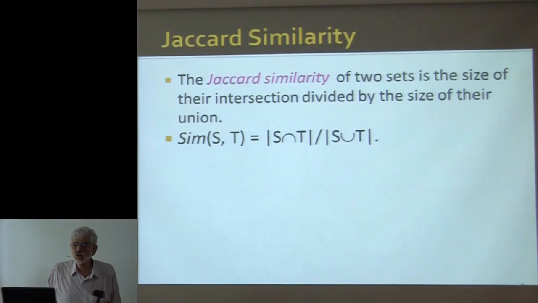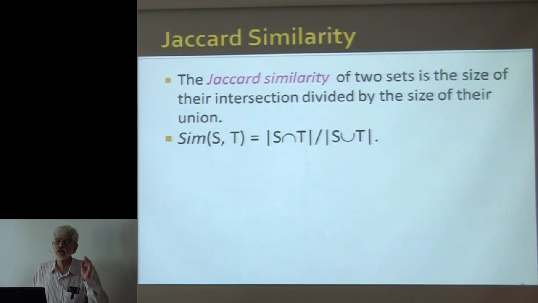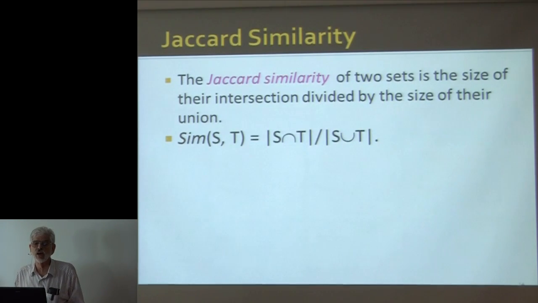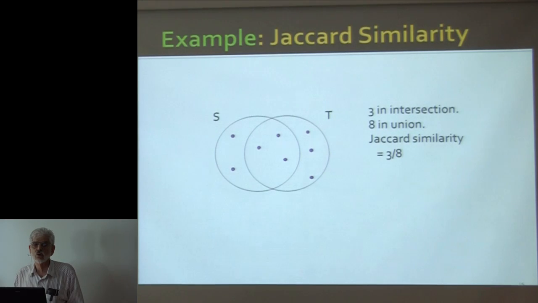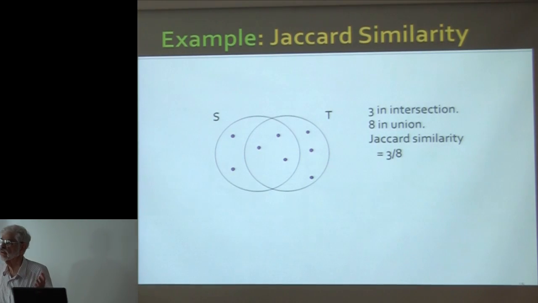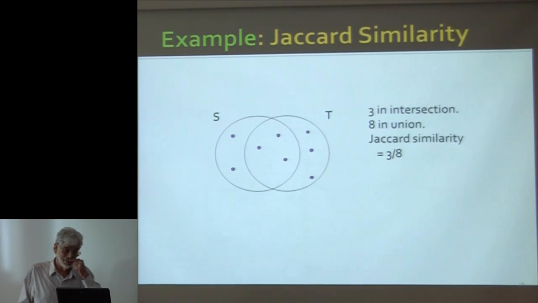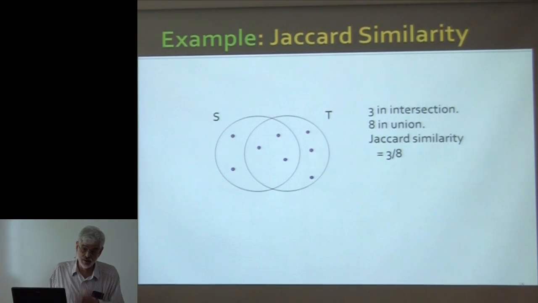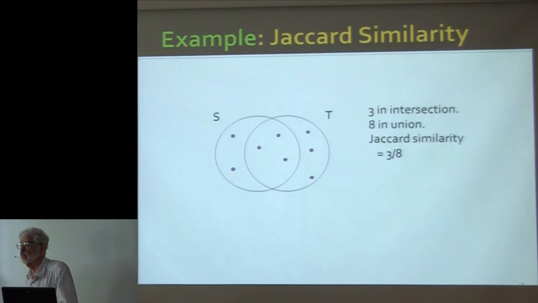Okay, so the Jaccard similarity of two sets is defined here. It's the size of the intersection divided by the size of the union. Here are two sets. Their intersection is of size 3, and the union is of size 8. So their Jaccard similarity is 3/8. And if you think about it, that's a pretty high similarity, right? If I picked random sets of points on a plane, I would not get that much similarity. Jaccard similarity obviously goes from 0 to 1. 0 means completely disjoint. 1 means they're the same set.